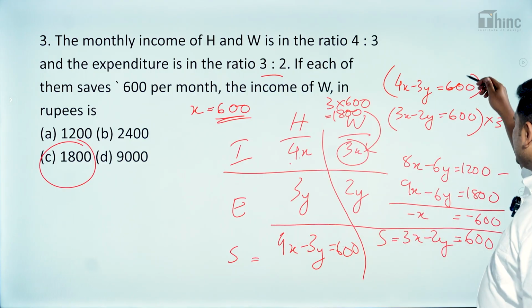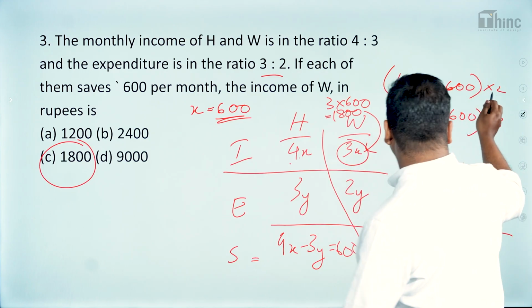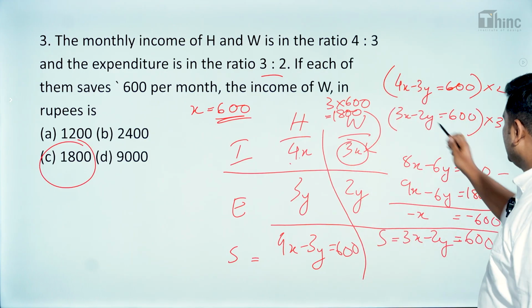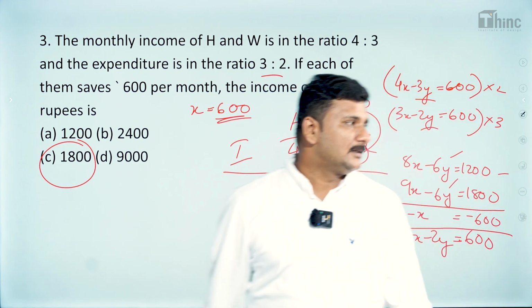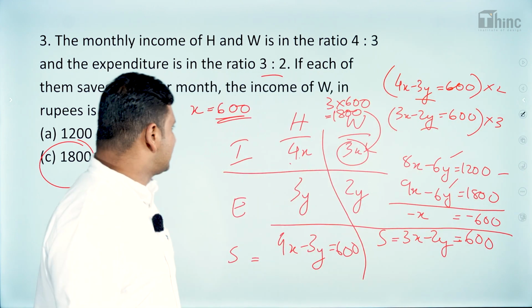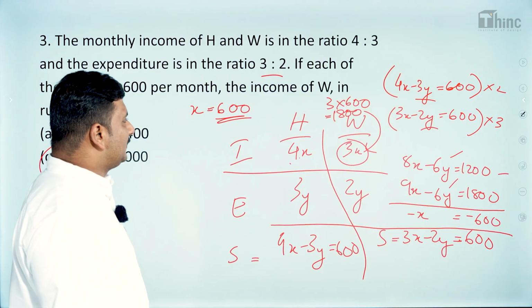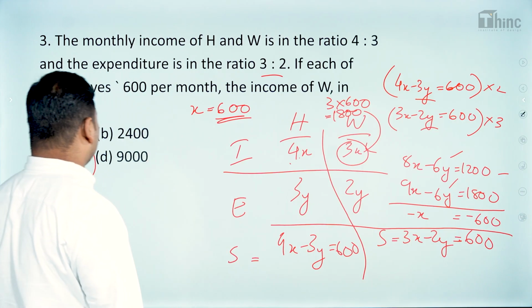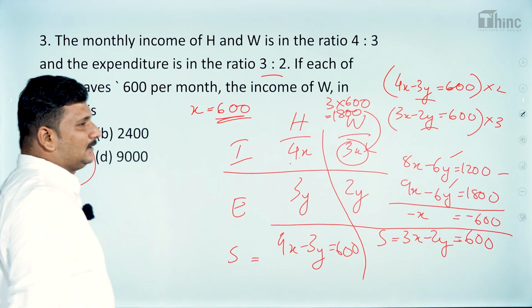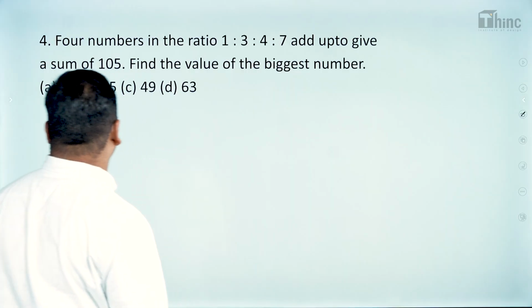Now what can we do? We can just equate it. We can just solve it up. So we are multiplying the first equation by 2, second equation by 3. So the coefficient of y will remain the same. Now we can subtract them. So when you subtract them, we'll get the value of x as 600. So if x is 600, what is the income of W? It is 3 into 600, which is 1800. So 1800, option C will be the correct answer. I believe this is clear for you. Let's try doing the next question.